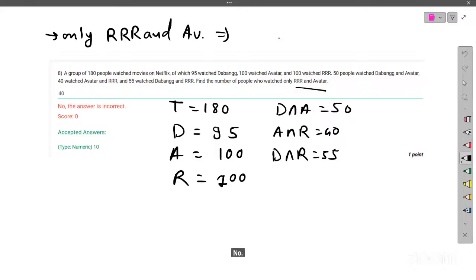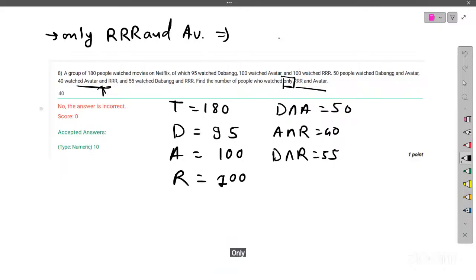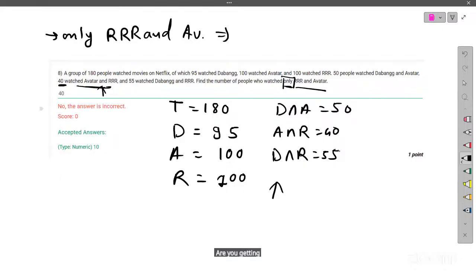No, 40 watched Avatar and RRR, and it is possible that among those people some also watched Dabang. So they are asking only. Here this word only makes the difference. Only means you have to filter out those people who watched Dabang too. So among these 40 people, you have to remove those who also watched the Dabang movie. Are you getting my point? Suppose there are people who watched all three movies.